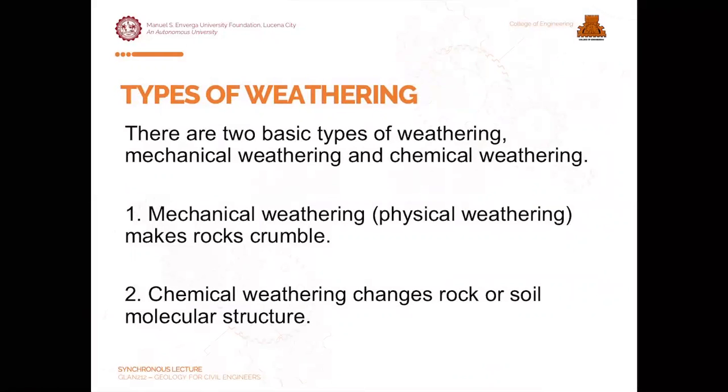So, types of weathering. Okay, so we have yung mechanical weathering or physical weathering. So, ito daw yung ginagawang crumble yung rocks, okay? So, siguro by strong wind or strong exposure sa waves, 'no? Kung halimbawa nasa seabed siya. And chemical weathering na nagche-change ng rock or soil molecular structure. So, sabihin parang more on atomic level yung changes natin dito sa chemical weathering, 'no?